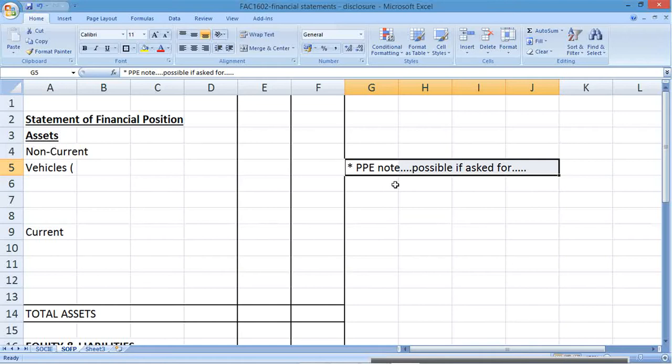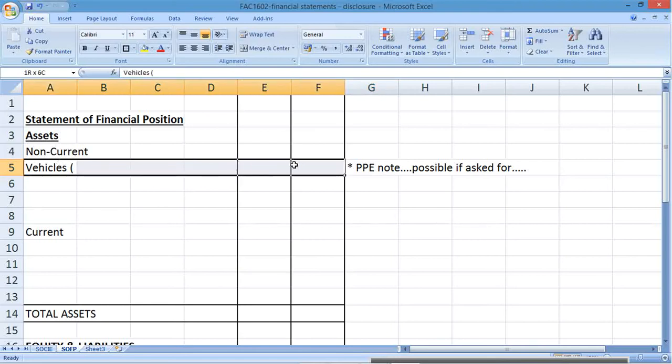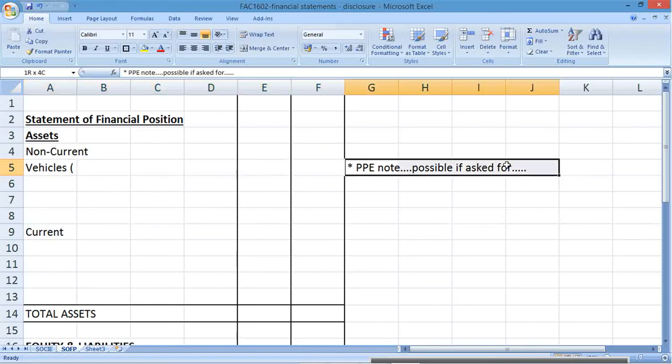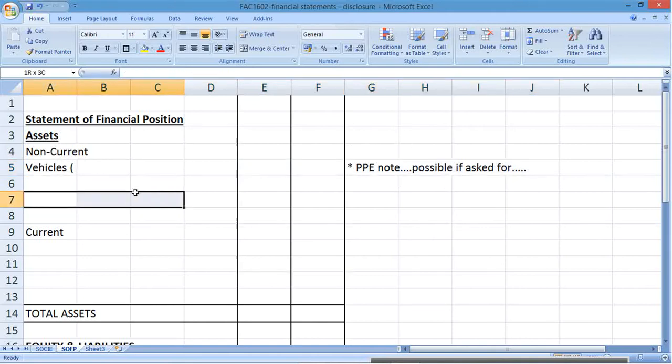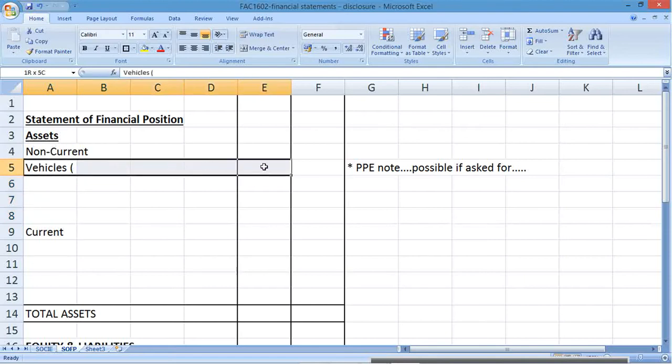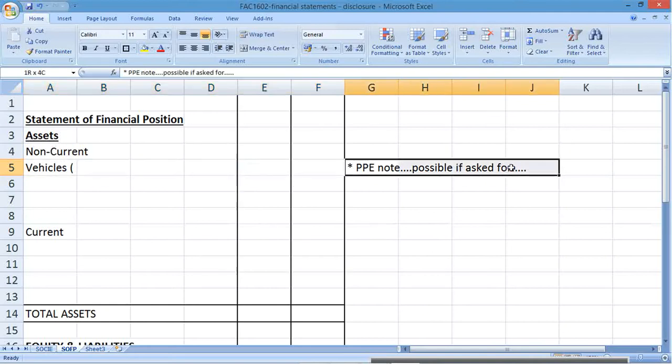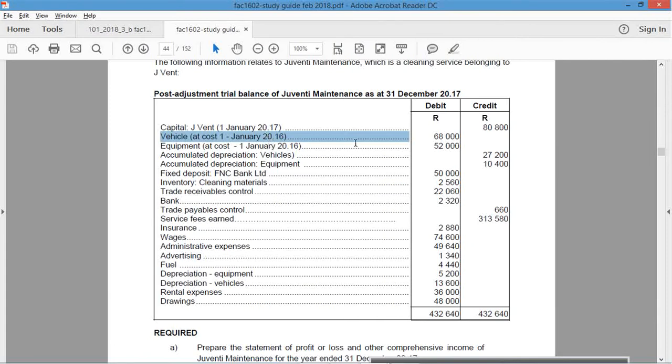Yeah. Okay, so when I send you the pack, I'll make sure I do it today, so at least then you've got it. So you have something that you can reference when doing the rest of the assignment for next week. Yeah. Okay, so PPE is what? Property, plant, and equipment. Correct. So vehicles is just one of those assets that are going to be shown in the actual note.